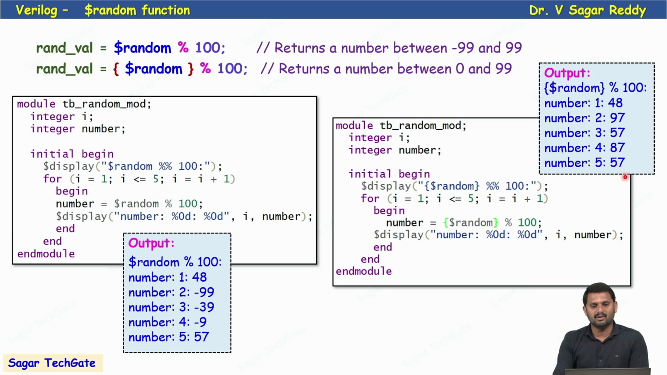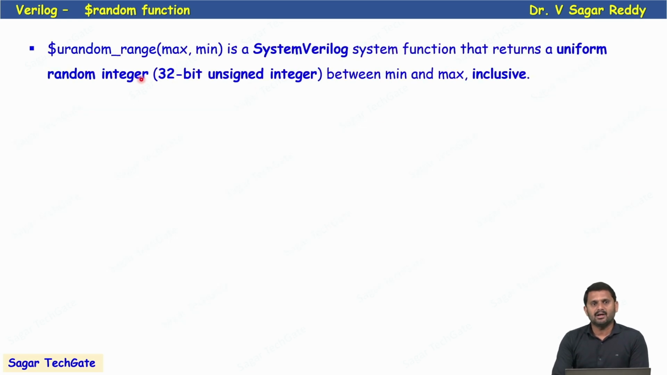Clear? Now this $urandom_range(max, min) is a SystemVerilog system function, not available in Verilog. It returns a uniform random integer, that is a 32-bit unsigned integer between max and min, and these are also inclusive. Clear? I'll show some example.